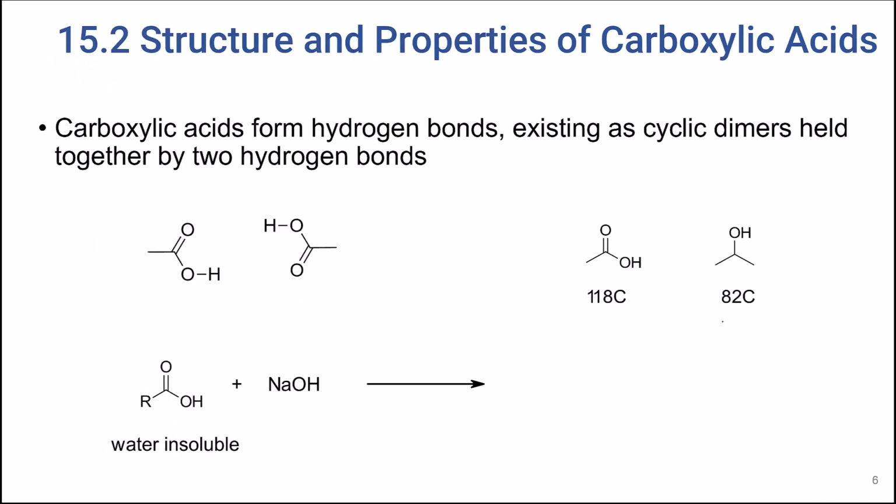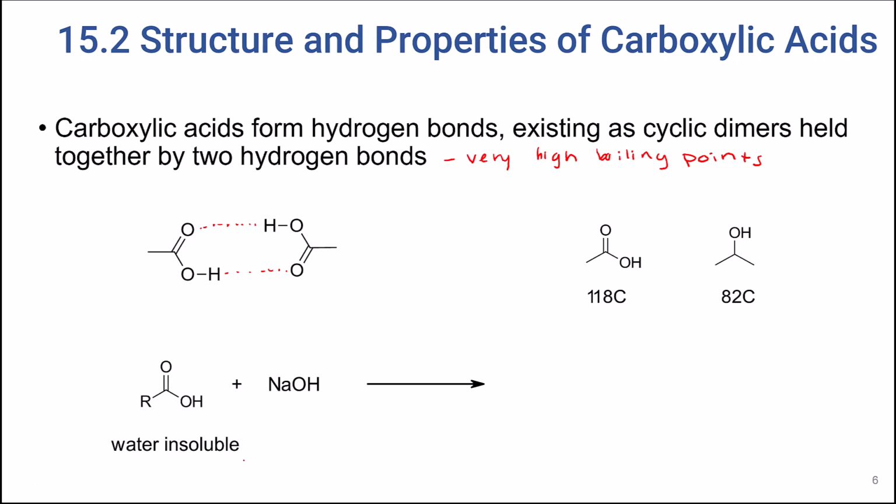Carboxylic acids can form hydrogen bonds, and they show up as dimers. So these have very high boiling points. So we have the carbonyl oxygen here that can hydrogen bond, and those can form these dimers. So acetic acid, which is the carboxylic acid, has the boiling point of 118 degrees, and something with similar molecular mass and in an alcohol is 82. So carboxylic acids have higher boiling points than alcohols do.